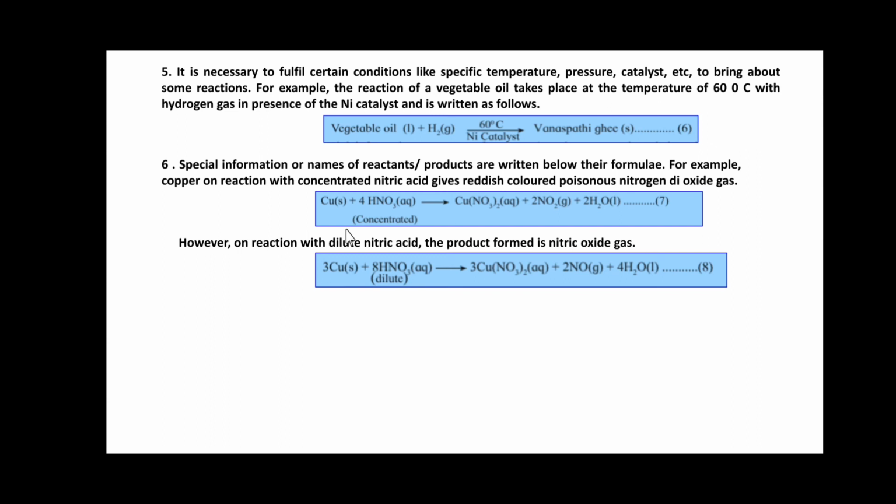It could be explained like this: C in the solid state plus 4HNO3 in the aqueous state, concentrated nitric acid is used here. This gives you Cu(NO3)2 in the aqueous state plus 2NO2 in gaseous form, plus 2H2O in the liquid state, water.